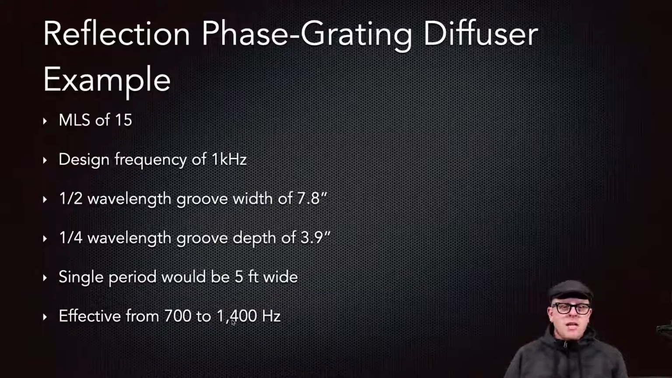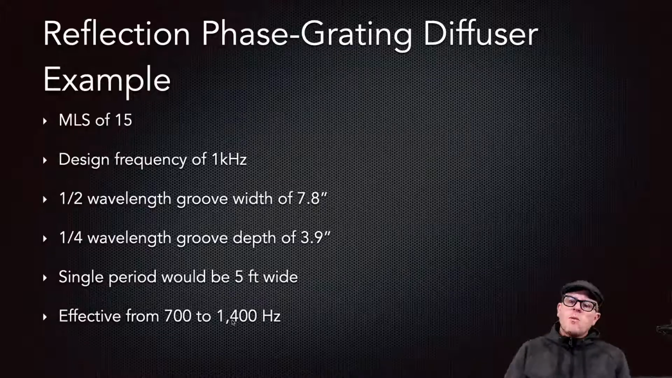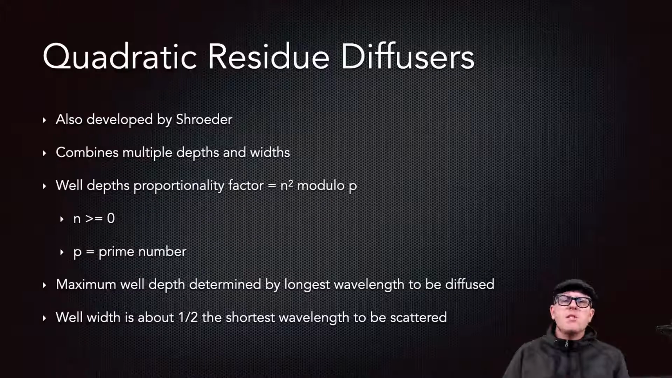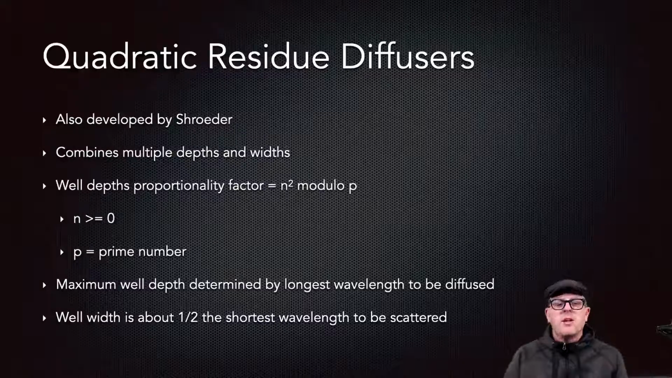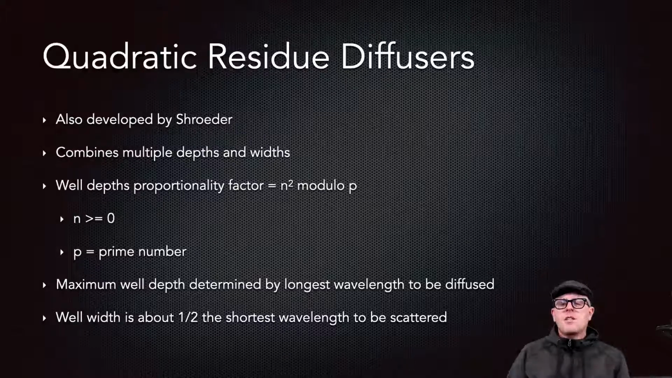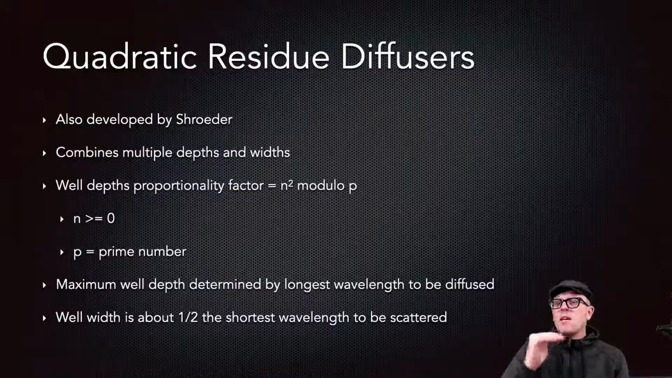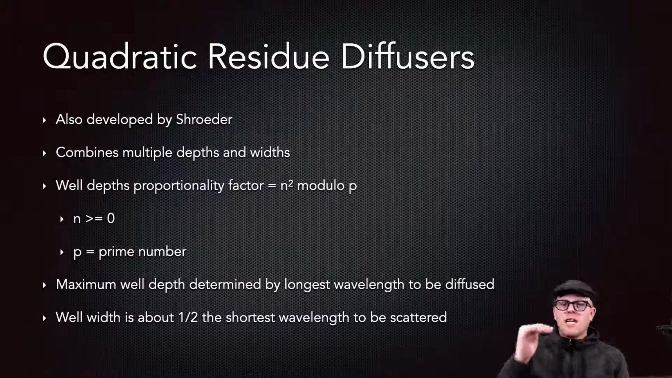There's nothing wrong with that, but we want it to work over a wider range here. So the next one we're going to look at, by far the most common one, is the QRD, quadratic residue diffusers. This was also developed by Schroeder, and it combines multiple depths, whereas that other one only had a fixed well depth.